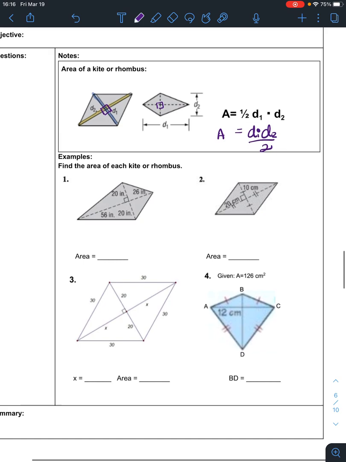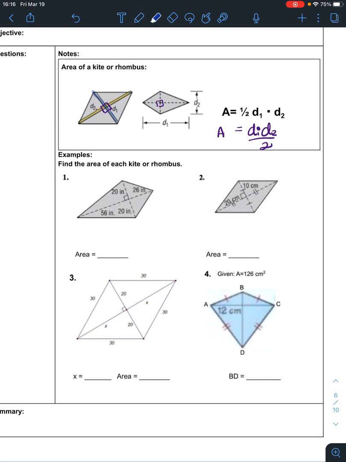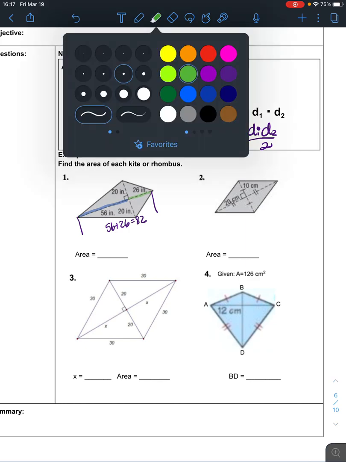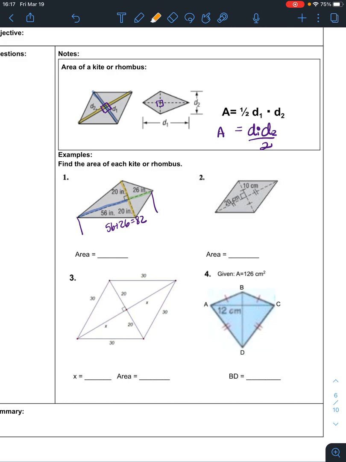So if we look at this example first, we have that this piece is 56, and this other piece of the diagonal, I notice it's a kite. I know that I need the diagonals. It's 26, so that means all the way across, 56 plus 26 is 82. And then each of the other two pieces right here, this piece is 20 and the other piece is 20. So this distance here is 20 plus 20, which is 40.